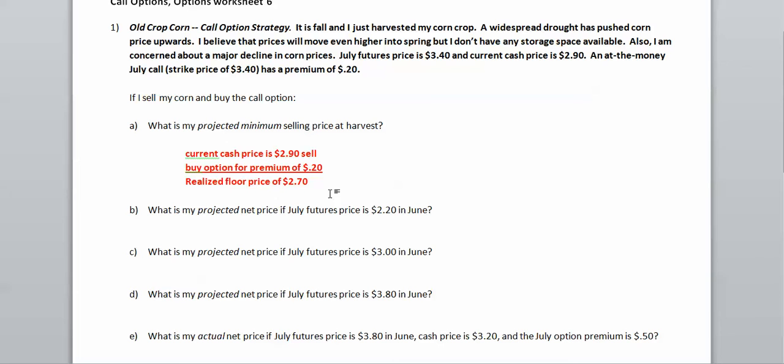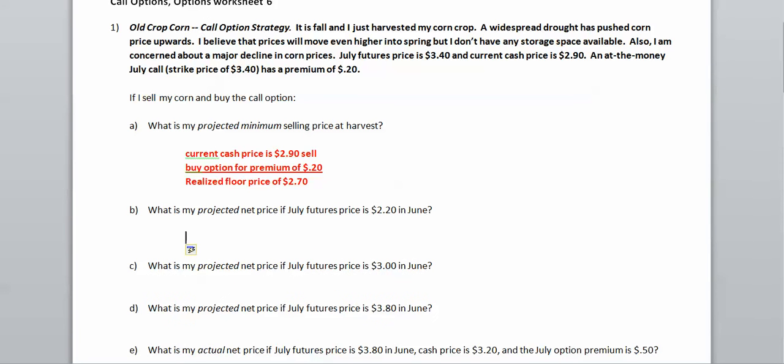So we have $2.70 per bushel in our pocket. If price goes down further, so what? We are already locked in. We have our corn sold. If price goes up, we're going to be able to make some money in the option. Let's see what happens here. Letter B, what's my projected net price if July futures price is $2.20 in June? Oh, big deal. We already have a realized floor price of $2.70. We're already sold. So if corn goes down, so what?